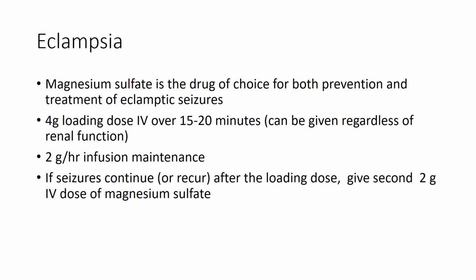Although magnesium is cleared by the kidneys, toxicity is not seen with the loading dose, even with renal dysfunction in the setting of severe preeclampsia. Magnesium levels can be checked every 4 to 6 hours, with the target being 4.8 to 8.4 milligrams per deciliter. Some labs measure magnesium levels in milliequivalents per liter. The target in that case is 4 to 7. In the setting of renal compromise, the infusion can be reduced to 1 gram per hour or discontinued totally if necessary. Treatment with magnesium should continue for 24 hours following delivery.